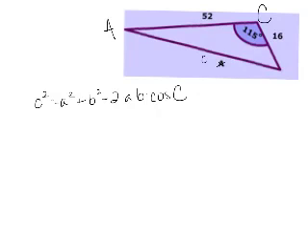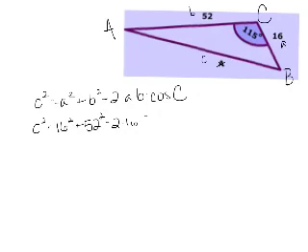A and B are interchangeable, so I'll call this big A, so 16 is little a, and this big B, so little b is 52. So I'm going to plug things in. I'm looking for c squared. I know a is 16, so I have 16 squared. b is 52, so I have 52 squared. Minus 2 times 16 times 52 times the cosine of, and my angle measurement is 115 degrees.